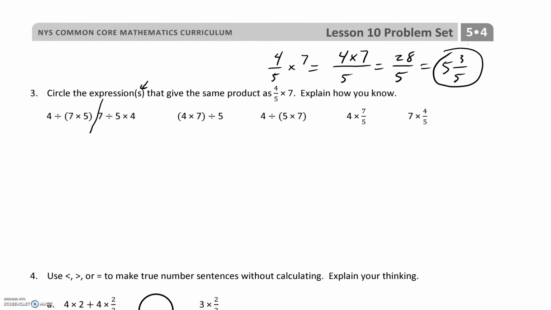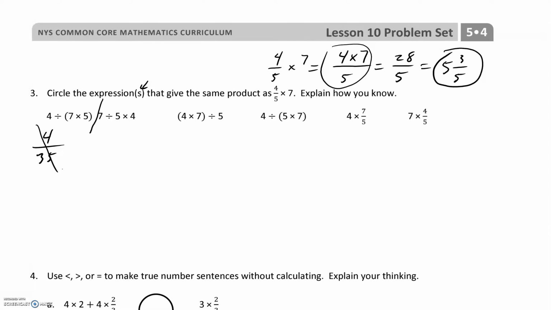I don't think I'm going to need all that just to figure out which ones give the same product, so they're equivalent to it. So I'm looking for anything that's the same. So let's look at this first one. 4 divided by, and I'm going to change my divided by into my fraction. 4 divided by 7 times 5. Well, 7 times 5 is 35. That does not look the same as this right here. Okay, my numerator is smaller than this one, so that one is not correct.